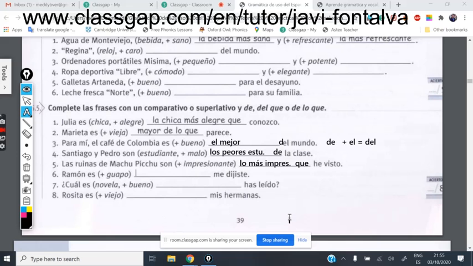Okay, six. Ramon es la... So we talk about a guy, a boy, so masculine. So it'll be L. So Ramon es el... Oh, wait a moment. It's not the most, it's just more handsome. Okay, so we don't read the article. So then más. Okay, Ramon es más guapo.